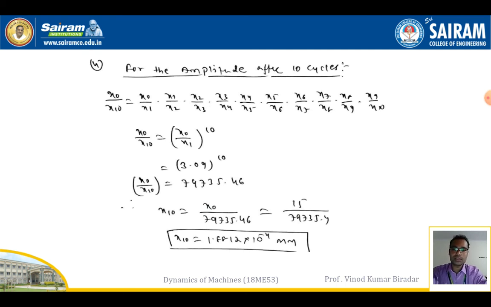Like this you have to calculate. I will repeat the last step. If they ask for the amplitude after 10 cycles, just make x naught by x10 equal to x naught by x1 to the power of 10. This we have already calculated, that is the ratio of two successive amplitudes x1 by x2. Just substitute and you are going to get it. Like that you calculate x10.